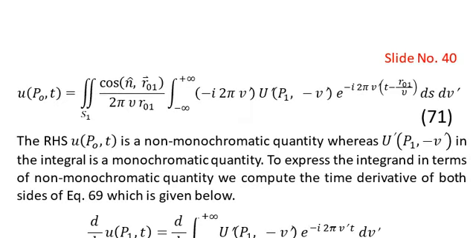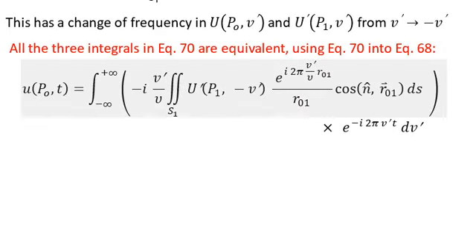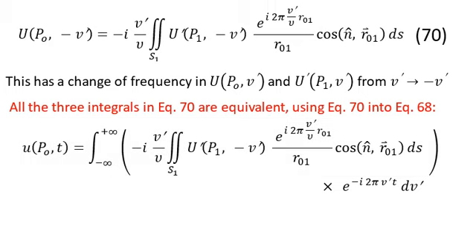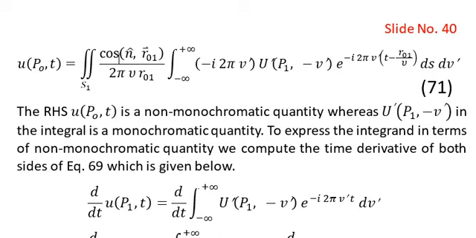Now we have rearranged the terms over here. We have taken the surface integral over S1 on the left hand side, and the integral over the variable d nu prime on the right, so that we can rearrange the terms. This is the rearrangement of the terms in equation number 70, and now this becomes equation number 71. So you see that this is only a rearrangement of the terms. The left hand side, which is u of p naught comma t, is a non-monochromatic quantity, whereas u prime of p1 comma minus nu prime in the integral is a monochromatic quantity. So we have a relationship between the non-monochromatic quantity and the monochromatic quantity.